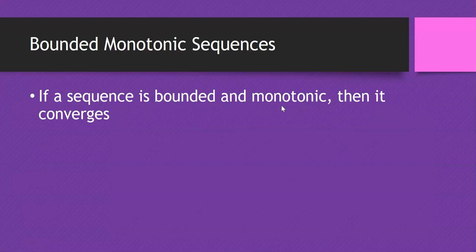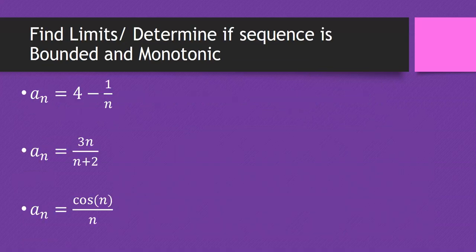Now again, that's a nice fact to know, but usually when we're finding limits, we actually use the techniques that we know from before. All right, so here's what we're going to do. We're going to take a look at these 3 sequences, where the nth term is 4 minus 1 over n, the nth term is 3n over n plus 2, and the nth term is cosine n over n.